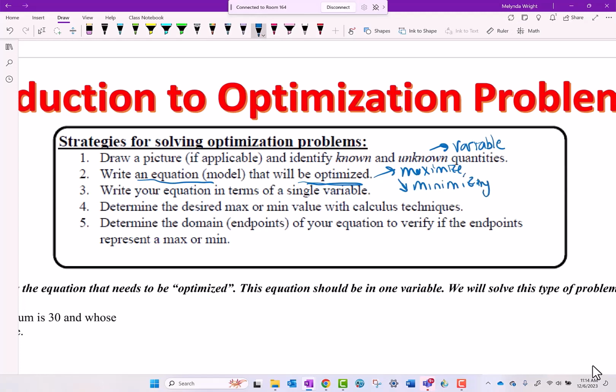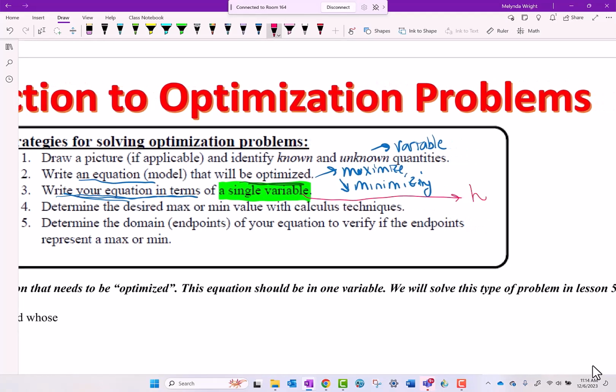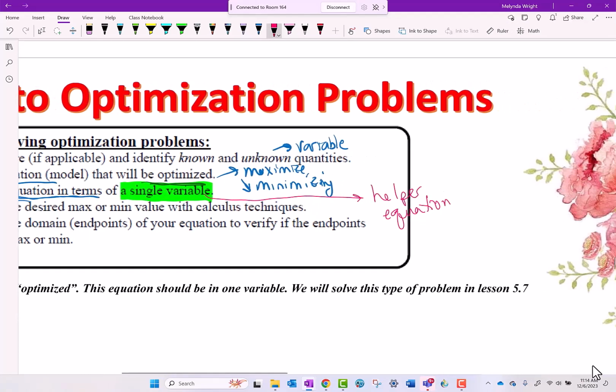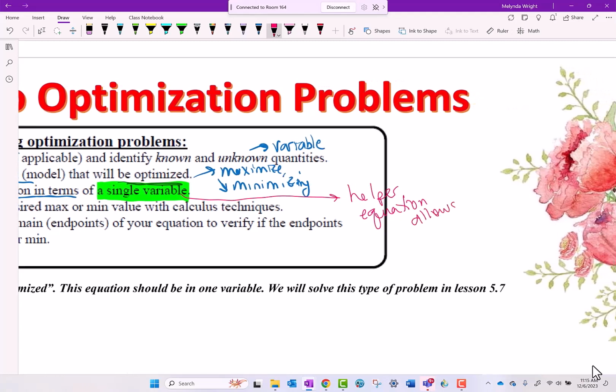We need to get our equation in terms of one variable. This is significant. Just one single variable. And so with that, what we will have, if we have more than one variable, is a helper equation. I call them helper equations. The helper equation will allow you to get rid of a variable.